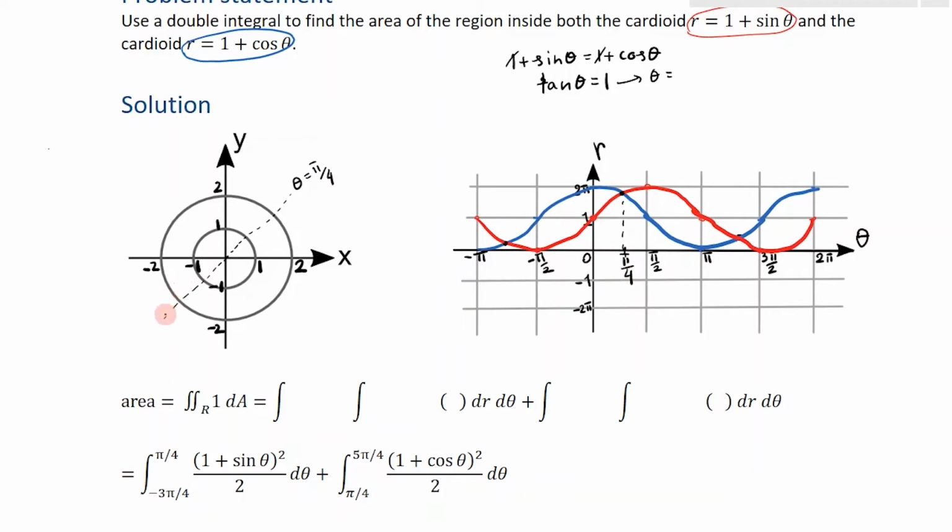It also happens at theta equals 5 pi over 4. This is right here, between pi and 3 pi over 2. And it also happens at negative theta. So theta equals negative 3 pi over 4.